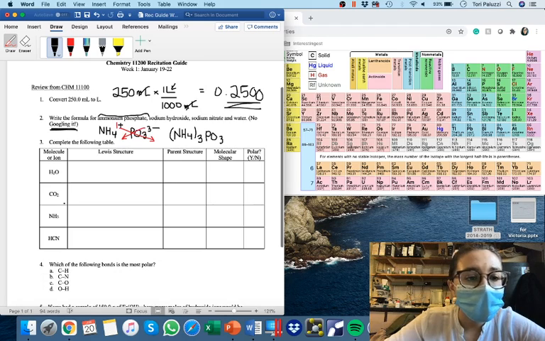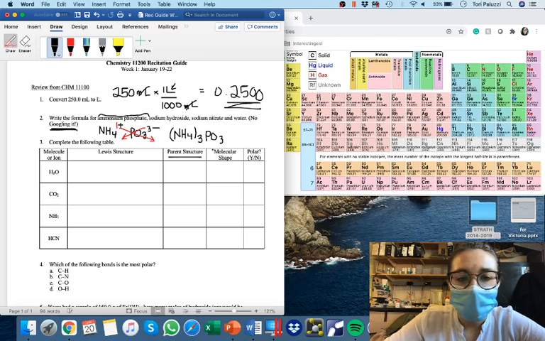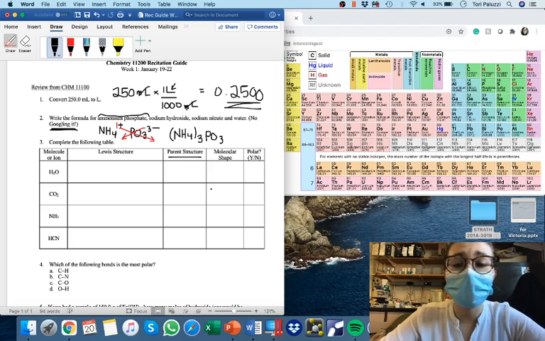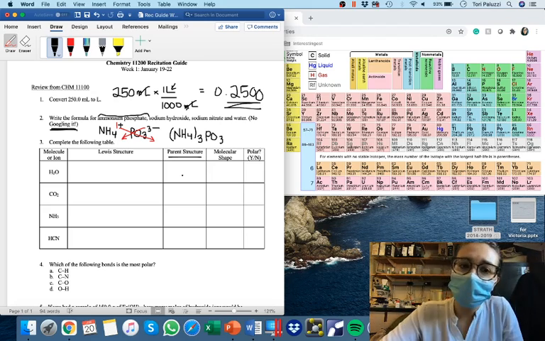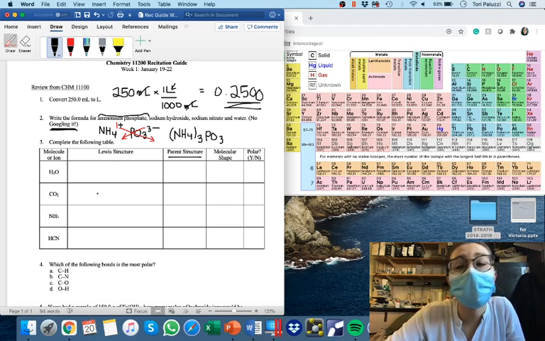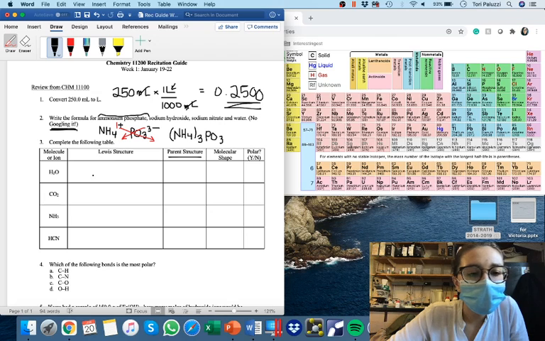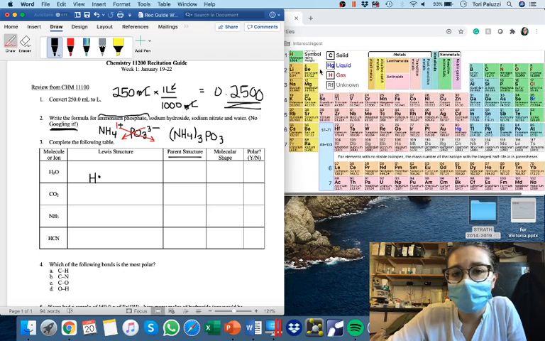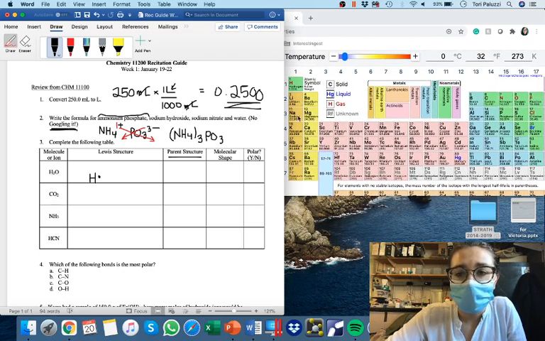All right. Next, we're going to draw some Lewis structures, parent structures, and molecular shape, and then whether it's polar or not. A lot of people get confused when they see parent structure. Parent structure is simply taking the Lewis structure and then dissipating the electrons that we see, those extra electrons. So for this Lewis structure, for water, we're going to draw our hydrogen. We know that hydrogen has 1 electron on it. We can see that in our handy dandy periodic table.